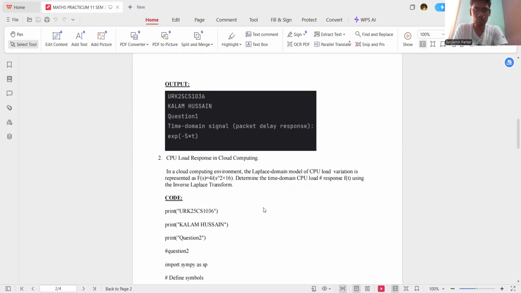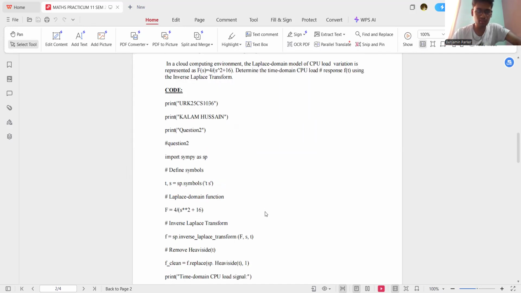In a cloud computing environment, the Laplace domain model of a CPU load variation is represented as F(s) = 4/(s^2+16). Determine the time domain CPU load response f(t) using the inverse Laplace transform. On to the second one, we are applying the code.